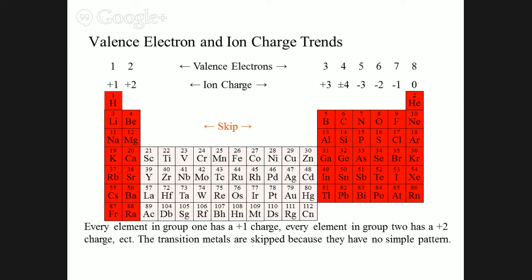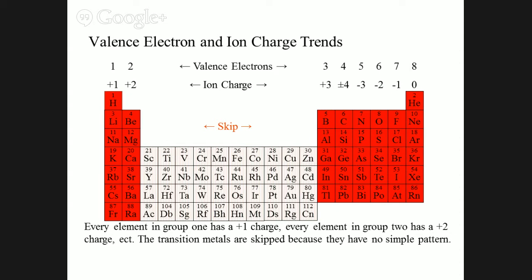We also have our trends that will be very useful for this unit. Our ion charges: +1 for any element in column 1, +2 for anybody in column 2, an alkaline earth metal. We skip the transition metals, and then we get to the last 6 columns: +3, ±4, -3, -2, -1 for the halogens, and 0 for the noble gases, which don't make ions. And then, of course, those have to match with the valence electrons. That trend you also see.